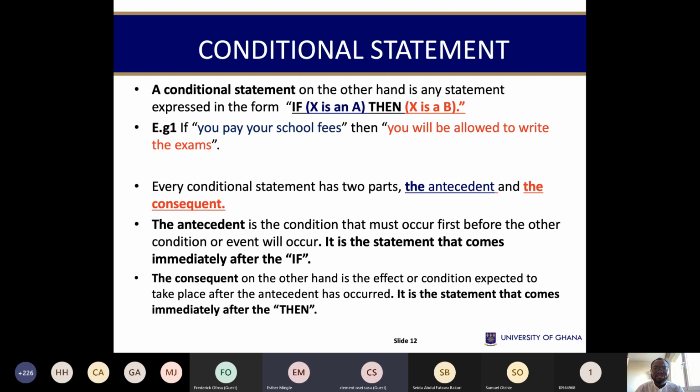Now, let's look at conditional statements.